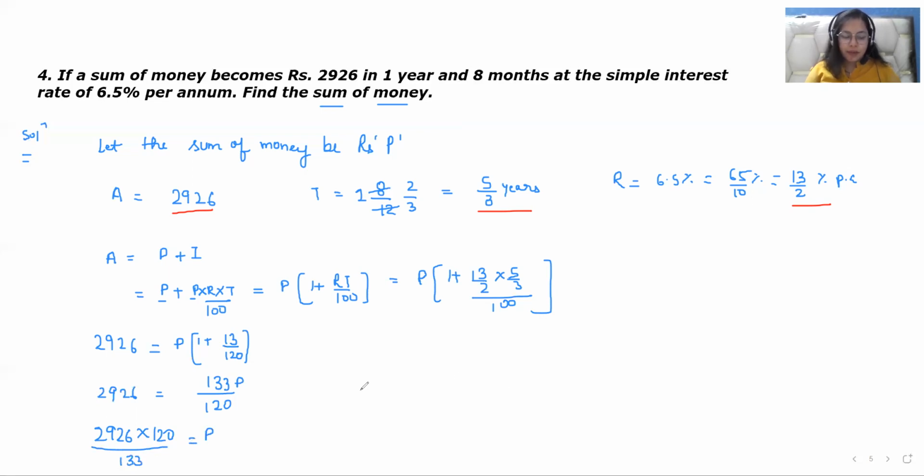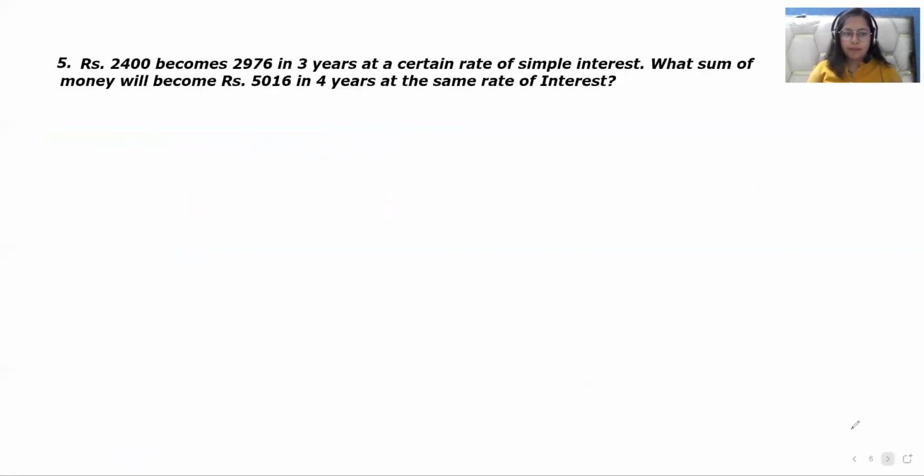So our principal will be 2,640. So hence the sum of money is 2,640. Now let's move forward to the next word problem.